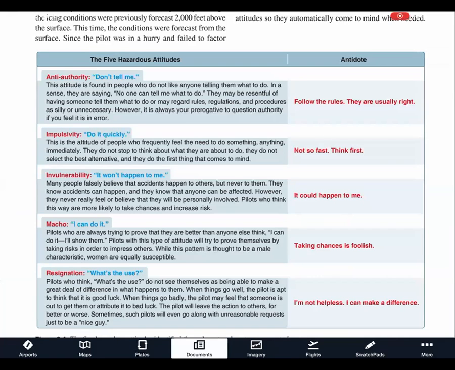All right, so moving on though, impulsivity: not so fast, think it first. Make sure that you're thinking about what that possibly could cause before you make that decision, especially if we're talking about an association with dealing with an actual problem or circumstance that's come up during the flight.